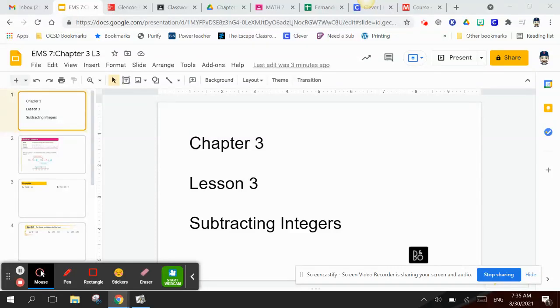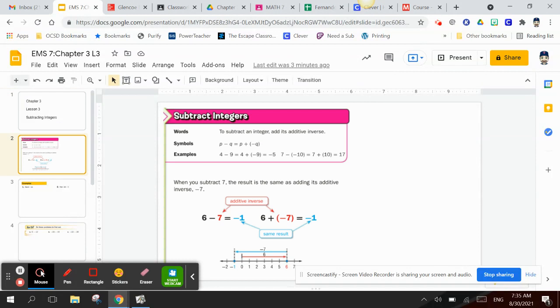Chapter 3, Lesson 3, Subtracting Integers. So for subtracting integers, we're going to add its additive inverse. That simply means in symbols that p minus q equals p plus a negative q. So that subtraction sign, we're going to add to that next number as a negative sign.